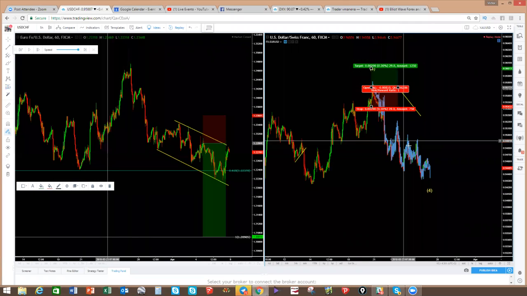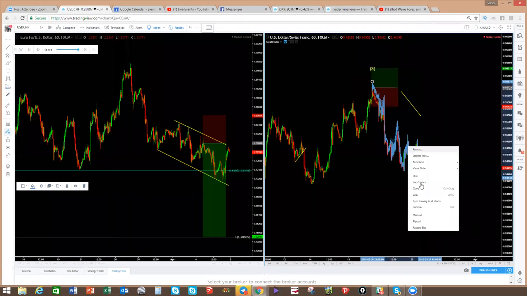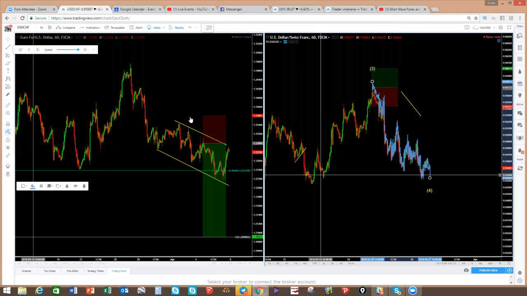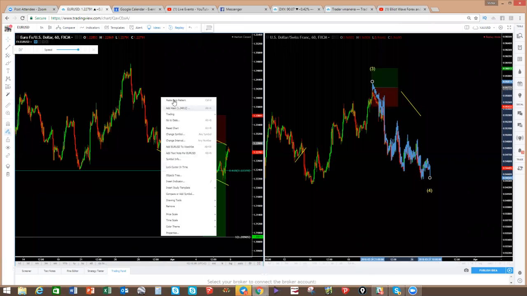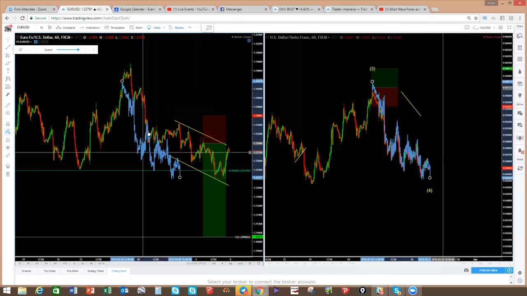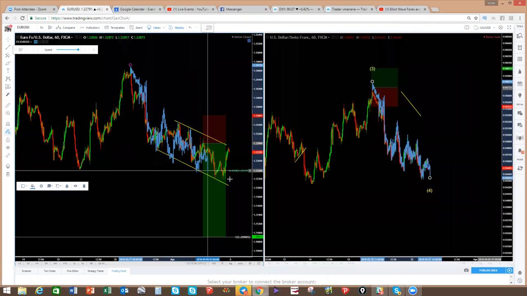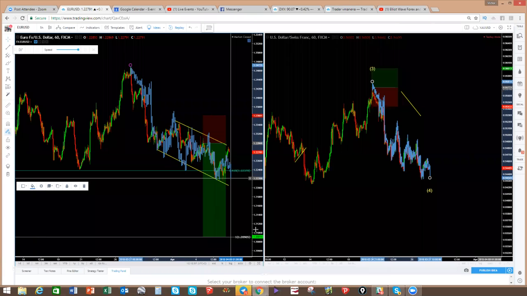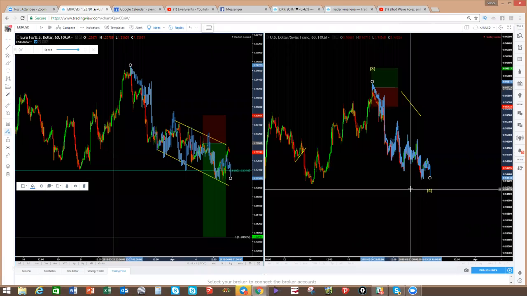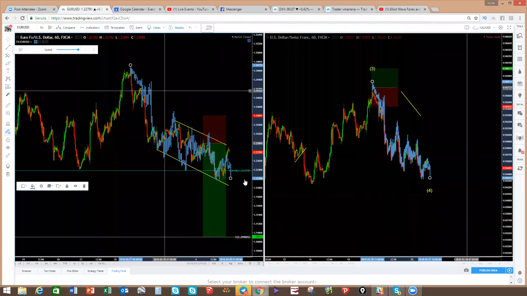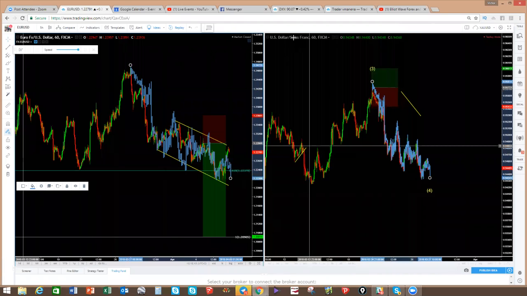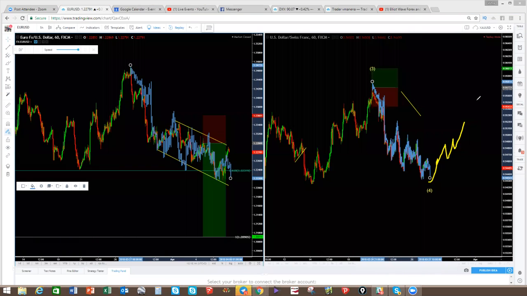And if I take this to the left, copy, paste it, you'll see that this pattern fits exactly here where we are. See, exactly the same pattern, two different pairs, but this pattern is exactly here. But we know what we know. We know that this is already played out to the upside.